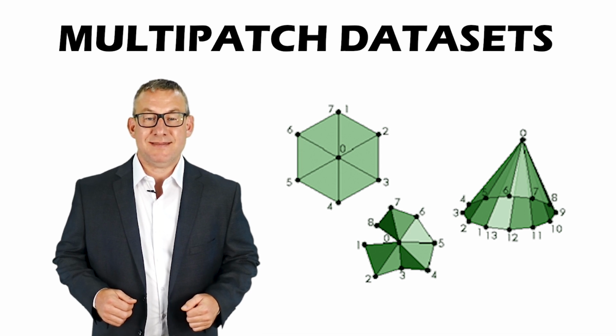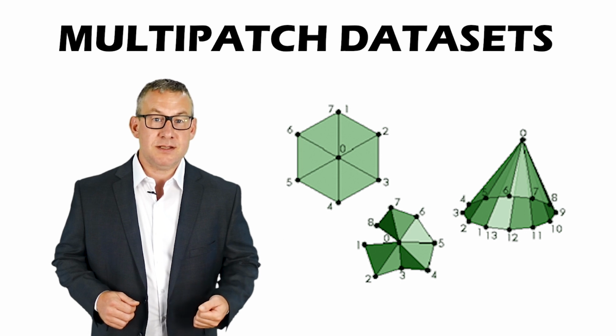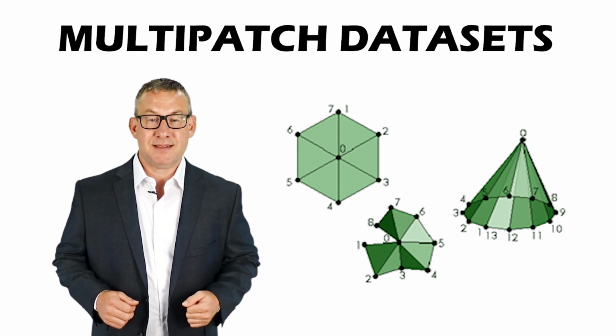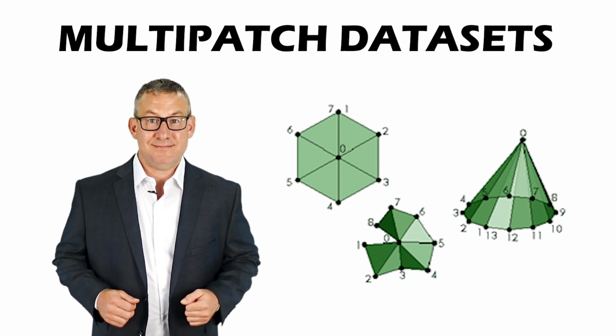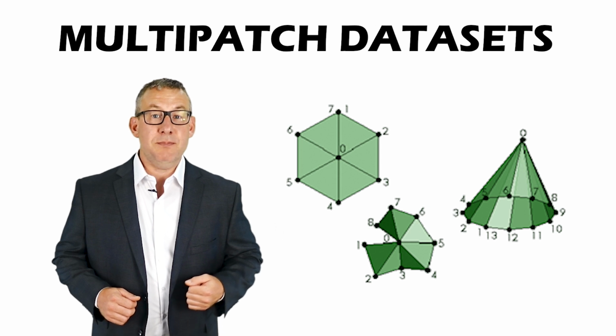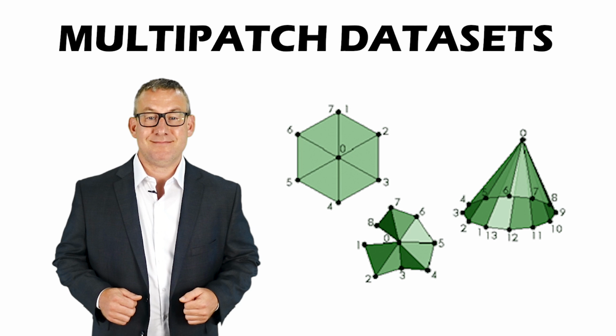Multipatch datasets. Multipatch datasets contain GIS objects that store collections of patches to represent 3D objects. A patch is a 2D shape. The 2D patches are organized to form 3D shapes.